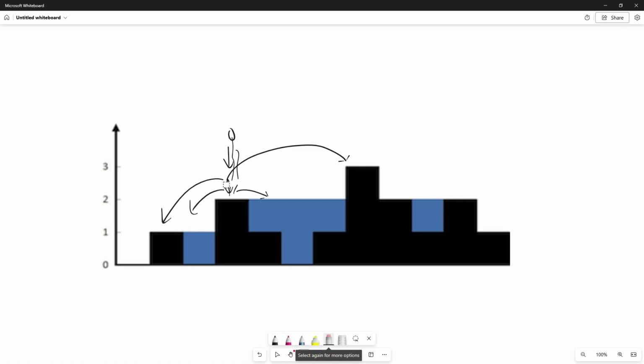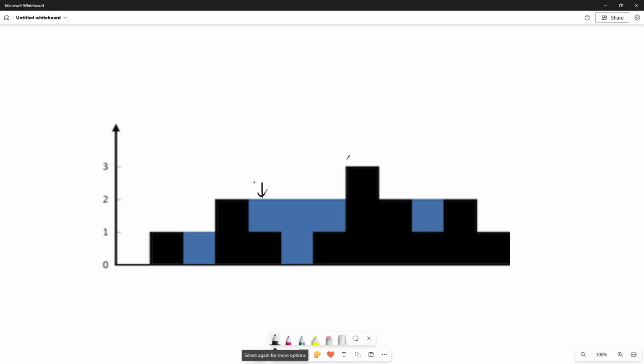Now let's say at this position. Okay, so at this position, the maximum height bar toward the left is this bar, and the maximum height bar toward the right is this bar. So how much water will be collected at this position? We'll take the minimum height bar, that is this bar, that is 2 height, minus the height of the bar we are standing at, that is 1, multiplied by the width of the bar we are standing at, that is 1, which will give us 1 unit of water. So this is 1 unit of water, and this is also 1 unit of water.